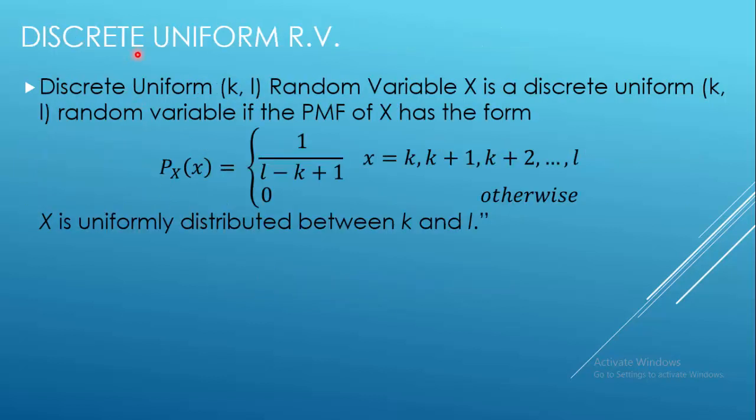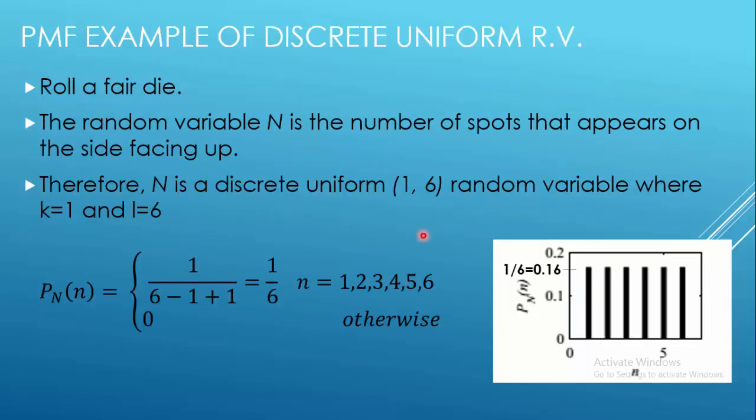Then we have the discrete uniform random variable, for which we use P of x is equal to 1 over L minus k plus 1, where x is equal to k, k plus 1, k plus 2, up to L. X is uniformly distributed between k and L.